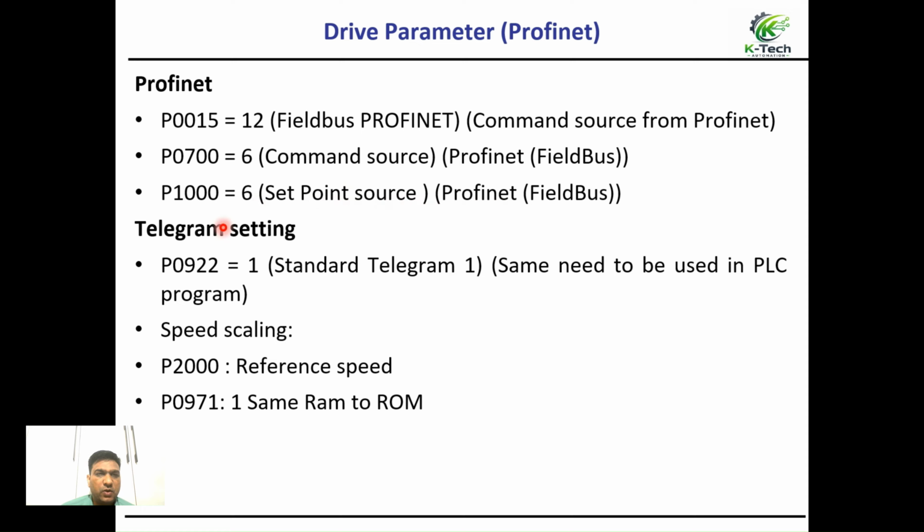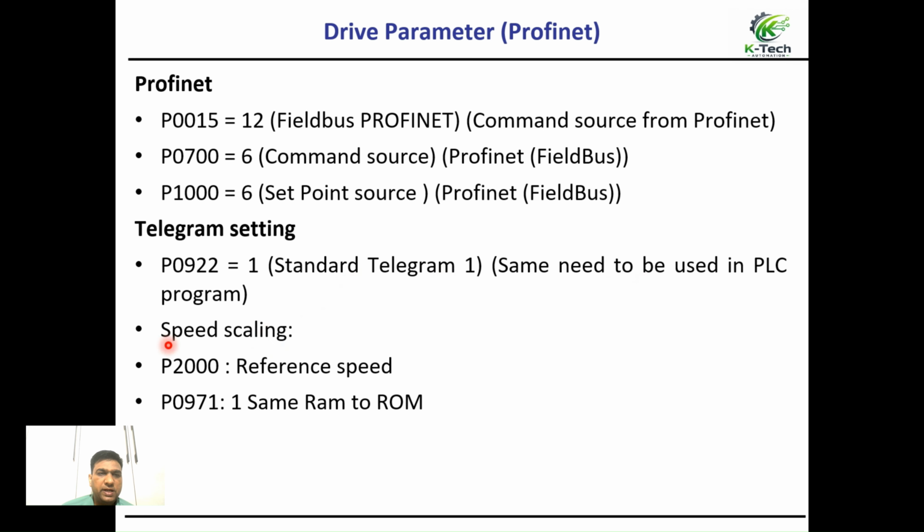One important setting is required here: the Telegram setting. P0922 equal to 1 means standard Telegram 1. The same standard Telegram 1 needs to be used in the PLC program. So whenever we configure the program, we need to use that standard Telegram.